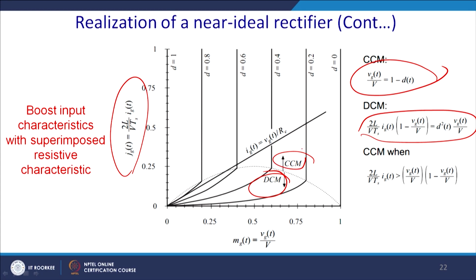If the duty cycle is quite high, as high as 0.8, it will come out of the discontinuous conduction mode when it is more than 0.25 of the duty cycle. And if the duty cycle is quite low, it will continue to be in discontinuous conduction mode for a larger duration of time, and thus operation becomes difficult.